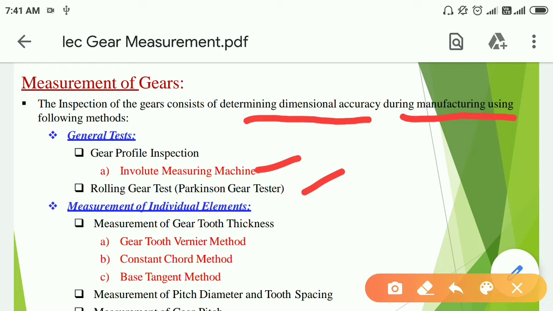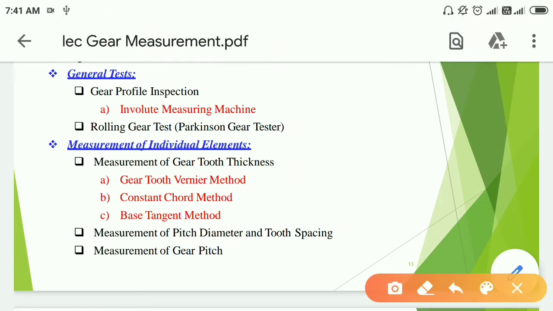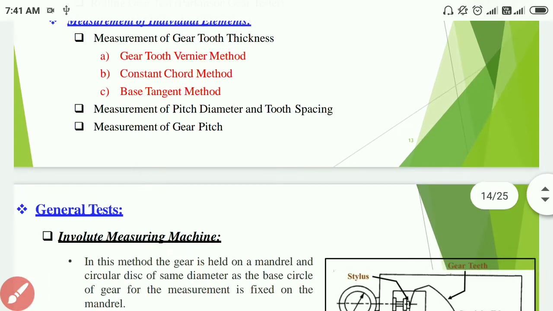Other methods, measurements of individual elements, are measurement of gear tooth thickness. There are three methods for measuring the gear tooth thickness: gear tooth vernier method, constant chord method, and tangent method. Other is measurement of pitch diameter and tooth spacing. Then measurement of gear pitch. One by one we will understand in detail.